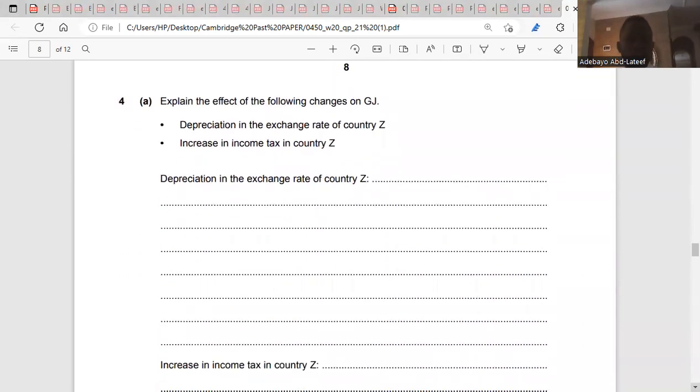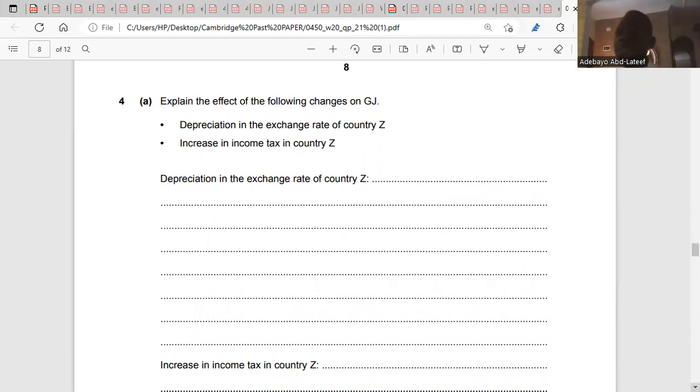We go to B4. Explain the effect of the following changes on GJ and the depreciation in the exchange rate of country Z, increase in income tax in country Z. So let's talk about depreciation in exchange rates.